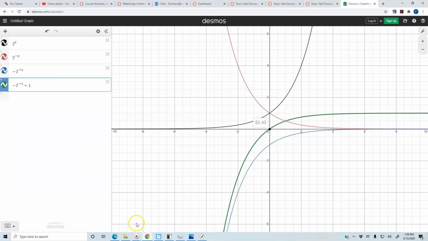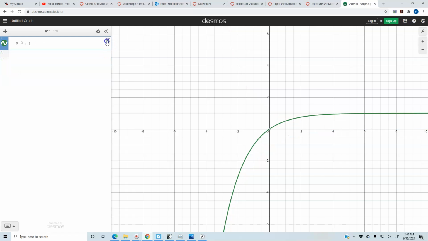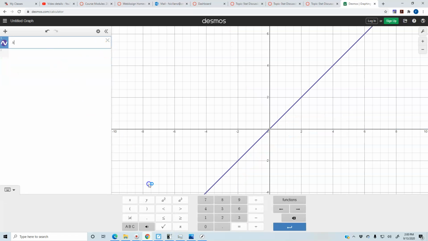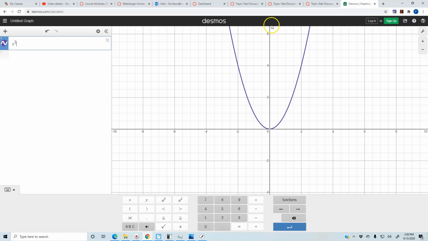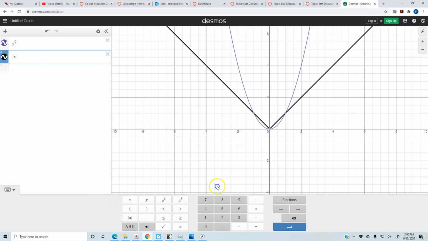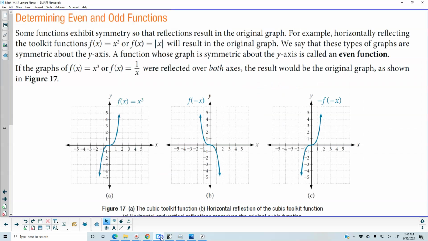So, symmetric about the y-axis. Let's take a look at that graph. If we have x squared, you can see if we put a line down here, it is symmetric according to the y-axis. If we take a look at the absolute value of x, again, if you cut it in half, you can see that it's symmetric according to the y-axis. Now, we say that these types of graphs are symmetric again about the y-axis.